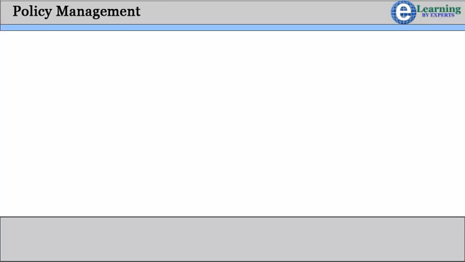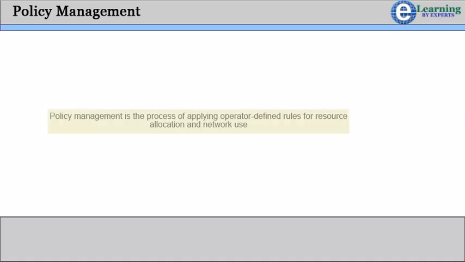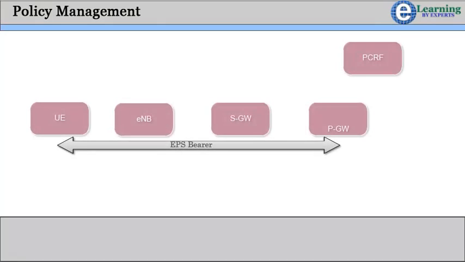Policy management plays a role to implement QoS. Policy management is the process of applying operator-defined rules for resource allocation and network use. Policy enforcement involves service data flow detection and applies QoS rules to individual service data flows. Multiple nodes in the EPC and LTE access play a role in implementing QoS and policy management.